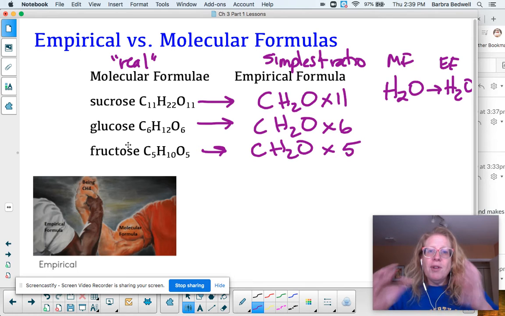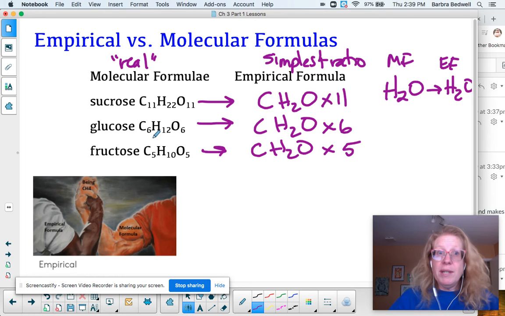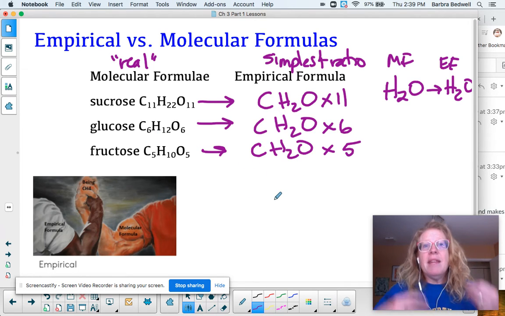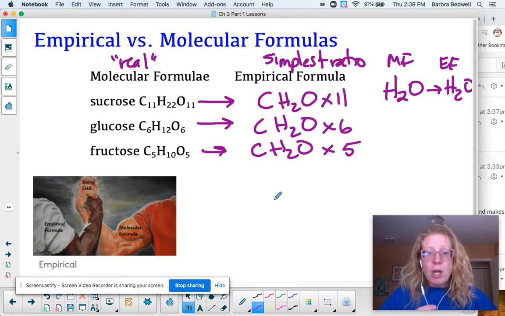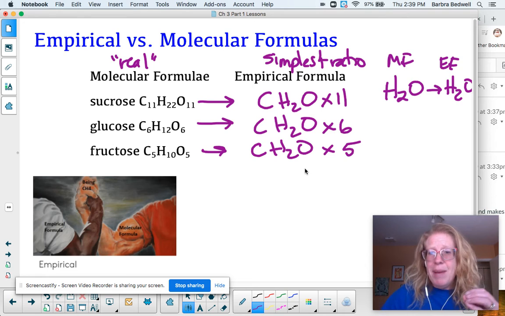So again, empirical versus molecular formulas, they always have that same basic ratio. They always have the same percent composition because they always have the same basic ratio. But the empirical formula is much smaller, and its molar mass would be much lighter. So think about the empirical formula, the mass of this thing, right? It's just 1 carbon, 2 hydrogens, and 1 oxygen. That's not a lot of mass.